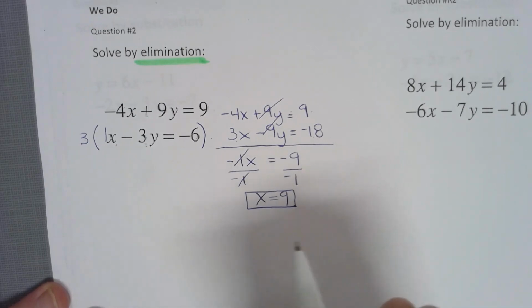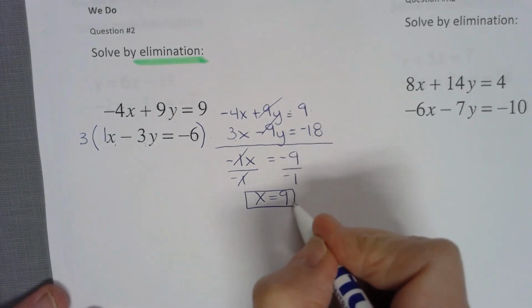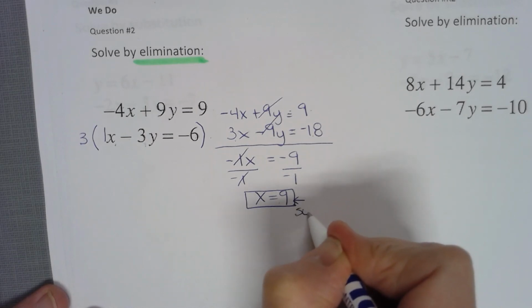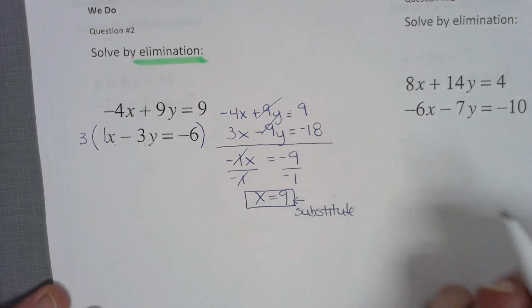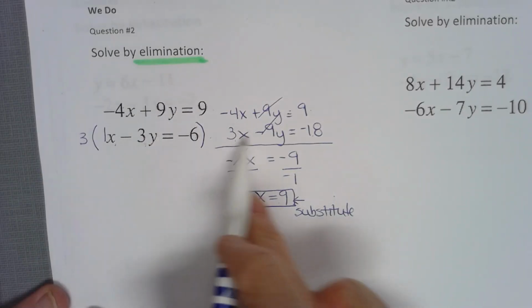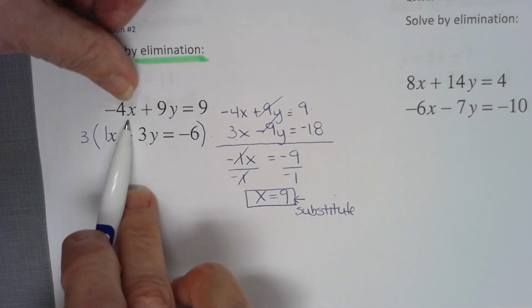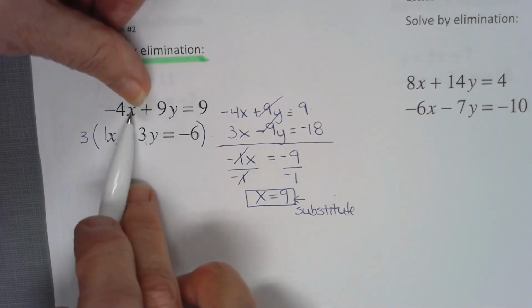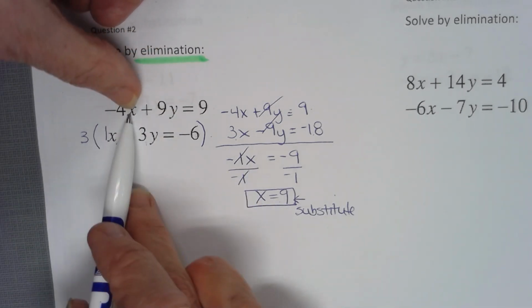Okay, not done. This is my x, and I need my y. So I'm going to substitute this back into one of my equations. It doesn't matter which one, but it needs to be the original ones. We don't want to do it over here. So I'm just going to pick this first one here. So this is an x. It's going to go right there. If this was a y, it would go there. But it's an x. It's going to go right here.